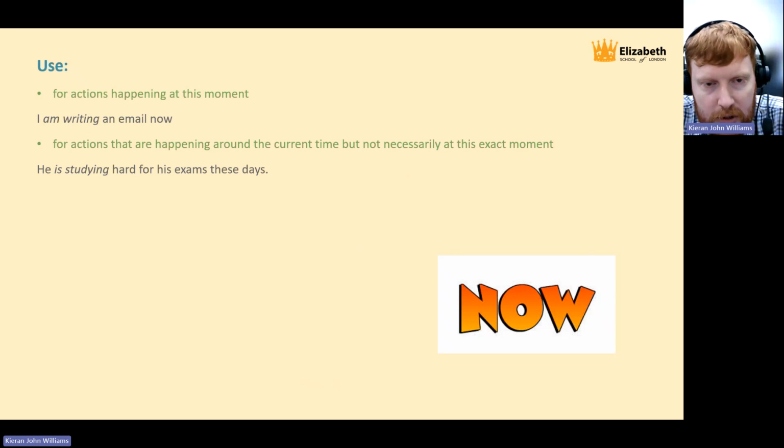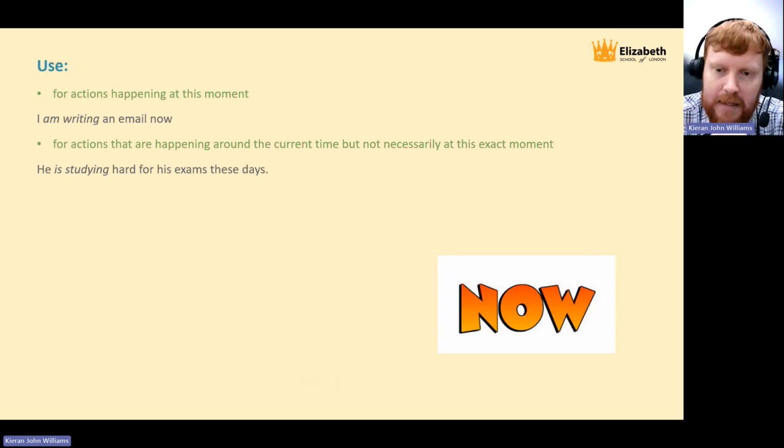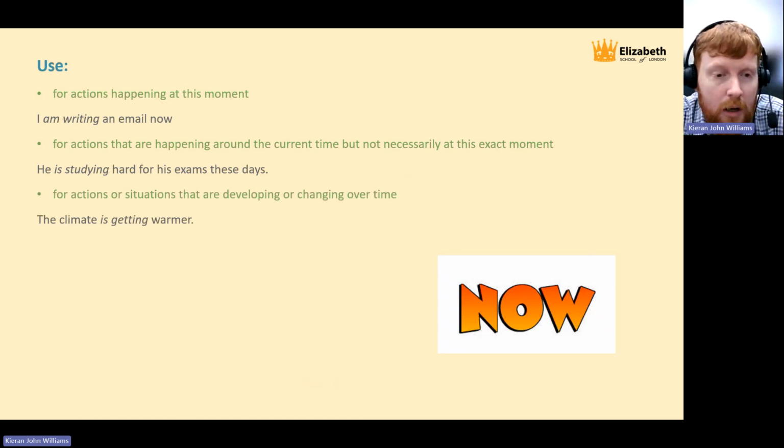In a similar circumstance, but not exactly the same, for things that are generally happening around this time, but not necessarily at this exact moment. Like you can see on here, he is studying hard for his exams these days. So these days, kind of around this period of time, but not necessarily at this moment. The next one is for actions or situations that are developing over time. So the climate is getting warmer. I think that is quite clear, that one.